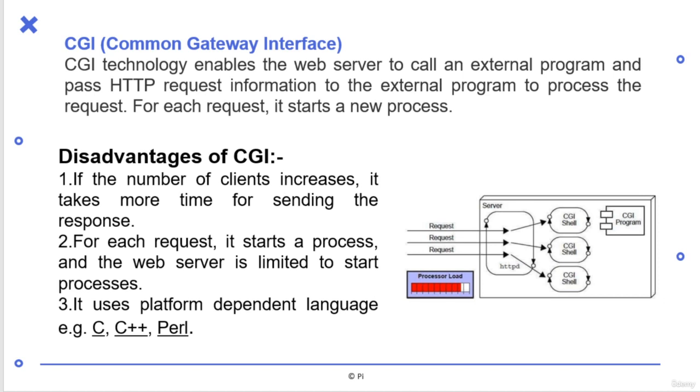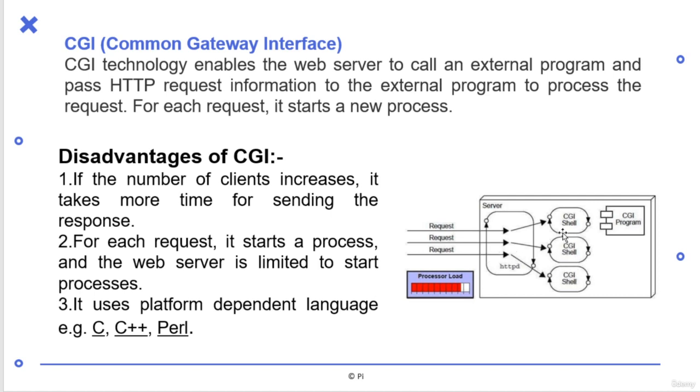Now the disadvantages of CGI come here. As you can see, this is the image of CGI. This is the request from the client. This is our server, the HTTPD server. This is the CGI shell. What is the CGI shell? It consists of the external programs with CGI programs. So this is one process here. It goes to this, it runs this, and it will fetch. This again fetches for a new process. This again fetches for a new process.